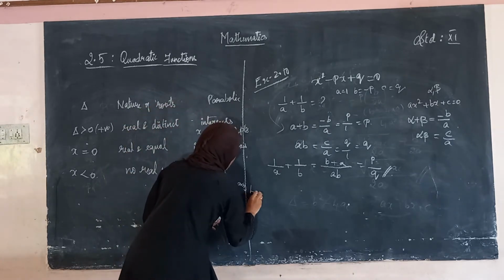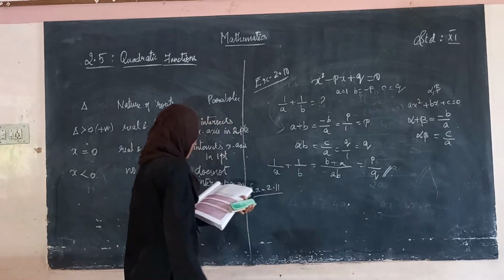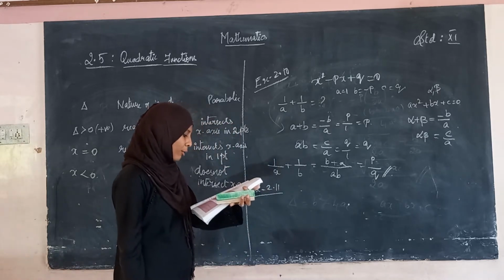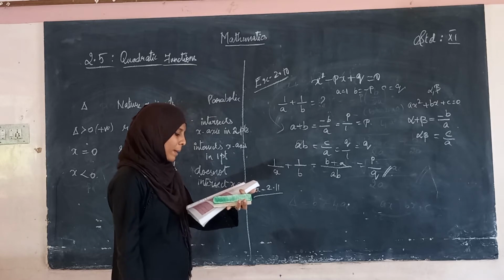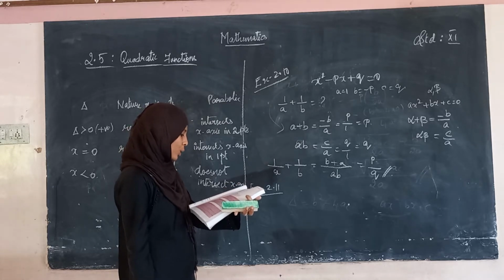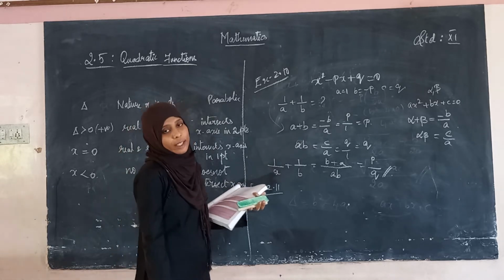Now example 2.11. Find the complete set of values of a for which the quadratic x squared minus x plus a plus 2 is equal to 0 has equal roots. We have to find the complete set.